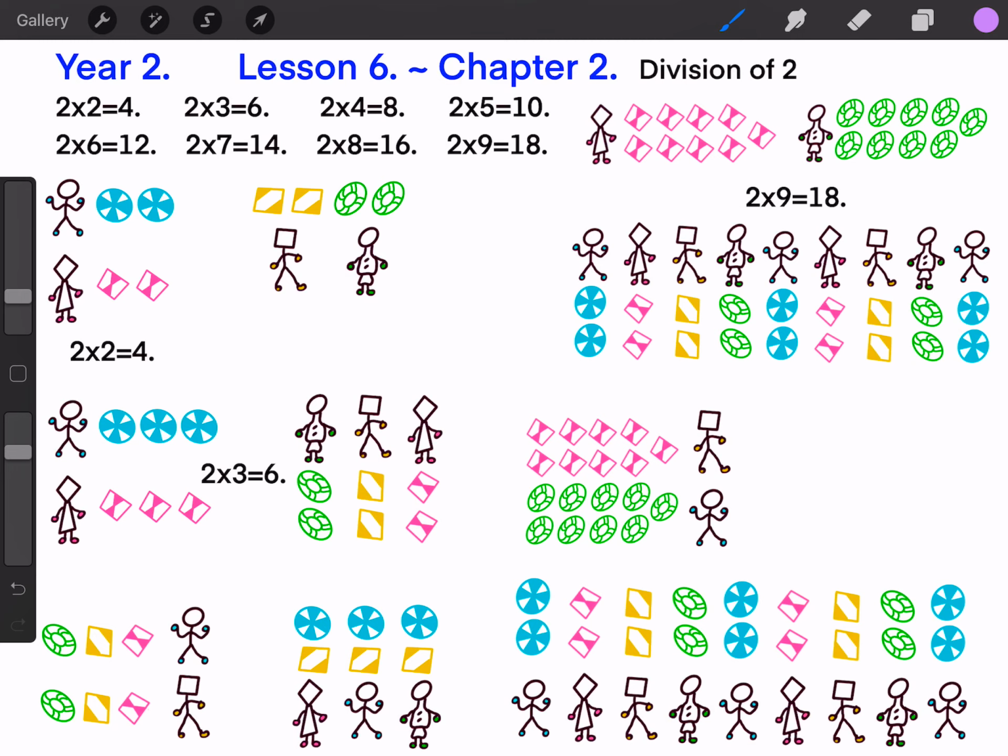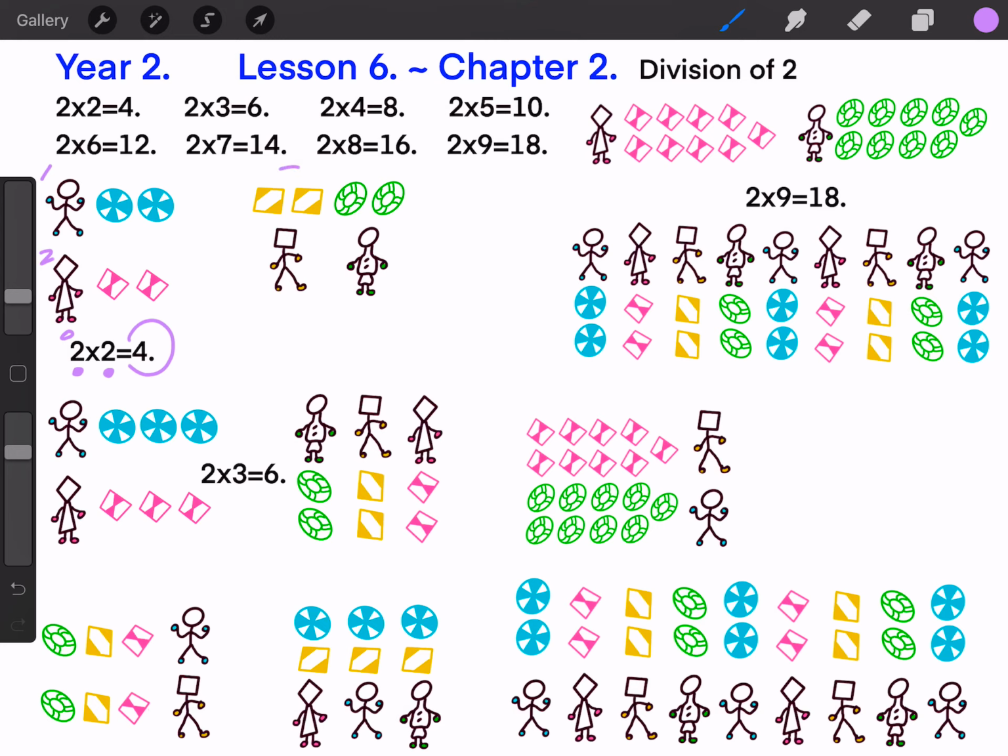Let's go. First, 2 times 2 equals 4. There are 2 kids. Each kid has 2 candies. So totally, there are 2 times 2 equals 4 candies. That's the meaning of 2 times 2 equals 4.